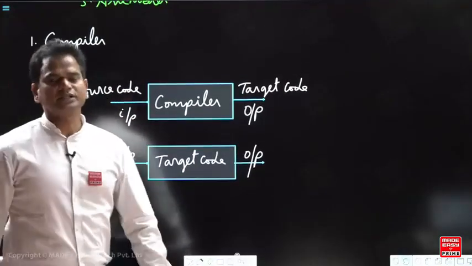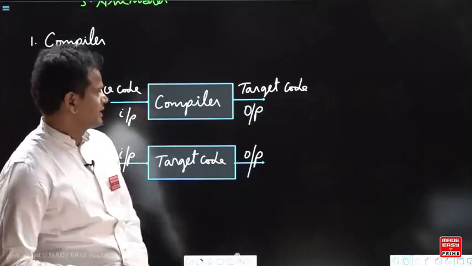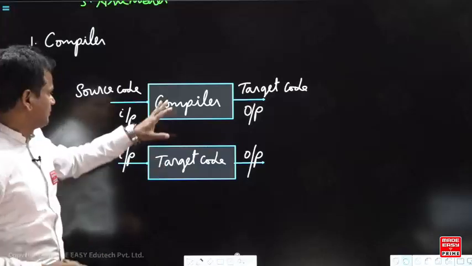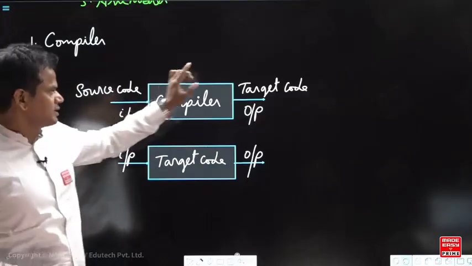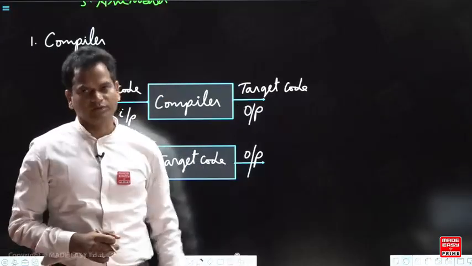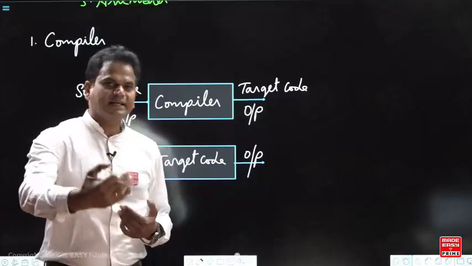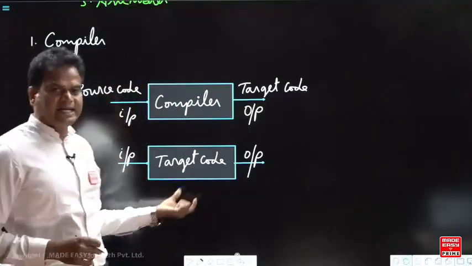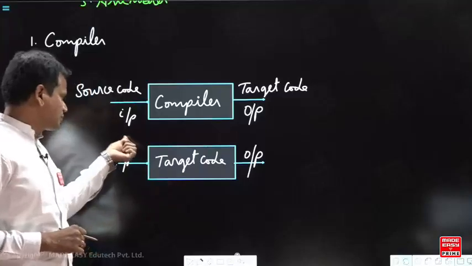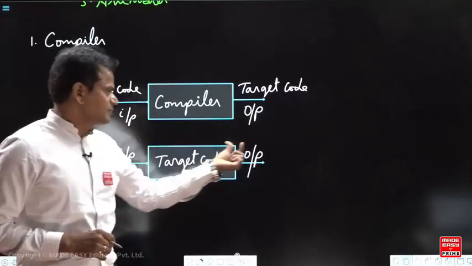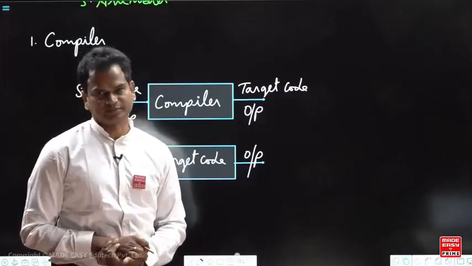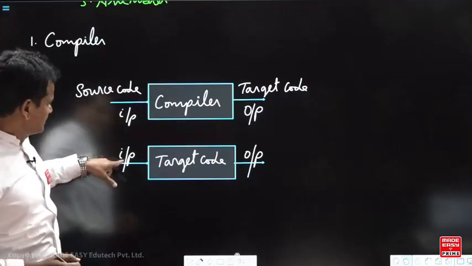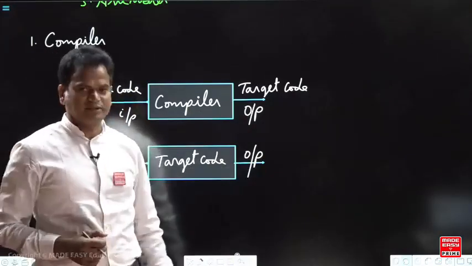Compiler takes the source code as input and produces the target code as output. I repeat, compiler takes the source code as input and produces the target code as output. If this target code is an executable code, then it will be called by the user to process the inputs for producing the output. So here, what is this input and what is the output?